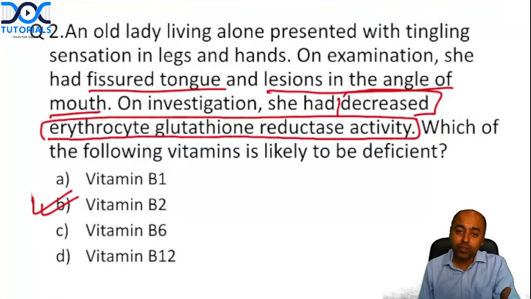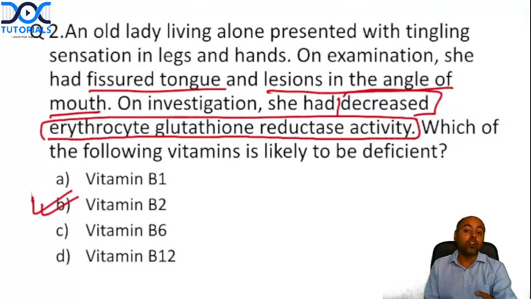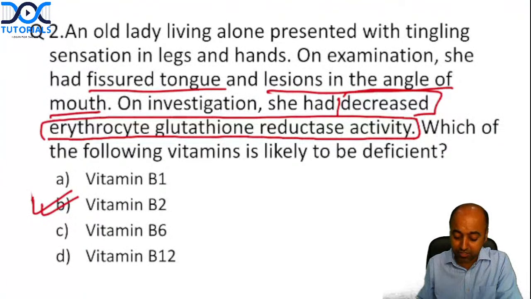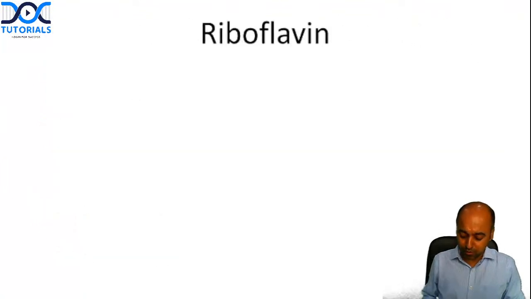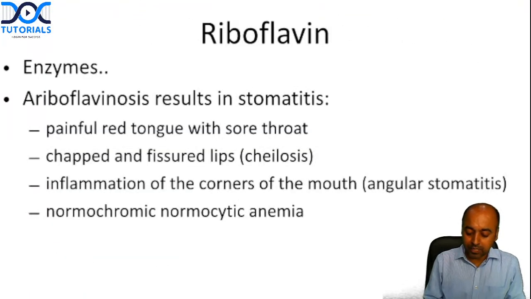In B1, we had the transketolase activity. For B2, we have the glutathione reductase activity. So these two can be used to identify the deficiencies. Let's look at B2, riboflavin. Deficiency causes ariboflavinosis.